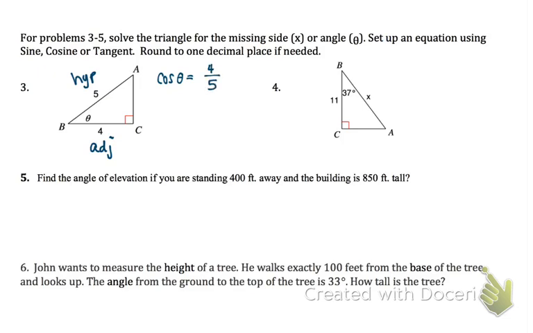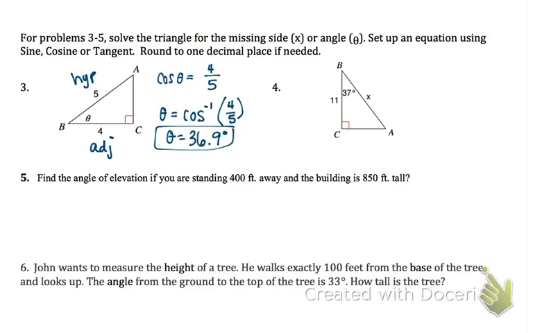The way that we solve for angles is we just need to get rid of cosine, and we're going to do that by doing cosine inverse on both sides. So I'm going to move cosine to the right by doing cosine inverse, cosine -1. And that gives me 36.9 degrees once I round to 1 decimal place.